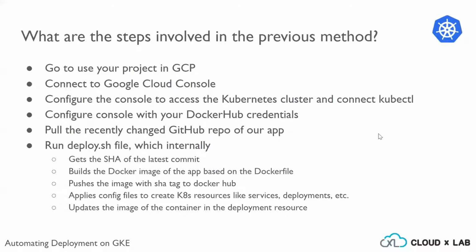So these are the steps involved in the previous method, if you remember. After making the changes to our application, we go to our project in GCP, connect to Google Cloud Console, configure the console to access the Kubernetes cluster and connect to kubectl, configure the console with your Docker Hub credentials, pull the recently changed GitHub repo of our application, and run the deploy.sh file, which internally gets the SHA of the latest commit, builds the Docker image of the app based on the Dockerfile, pushes the image, applies the config files, and then updates the image of the container in the deployment resource.